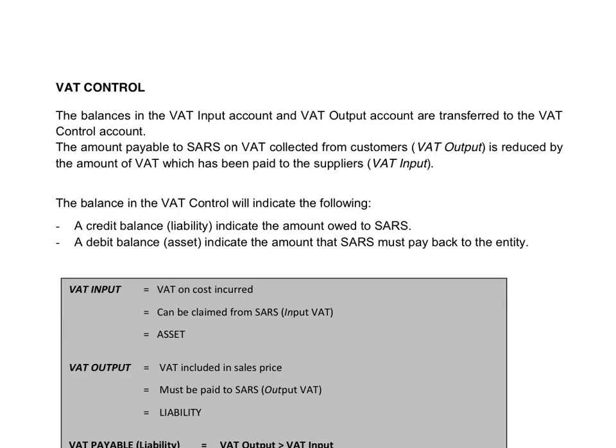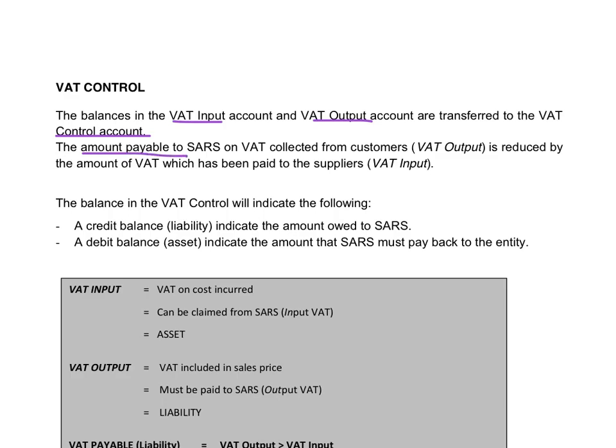At the end of the month, the balance in the VAT input account and the VAT output account will be transferred to the VAT control account. So all your VAT input total amount will be transferred to VAT control. Your total VAT output that you collected on behalf of SARS, that balance will go to VAT control. And then the difference between the VAT input and the VAT output is the amount that's payable to SARS.